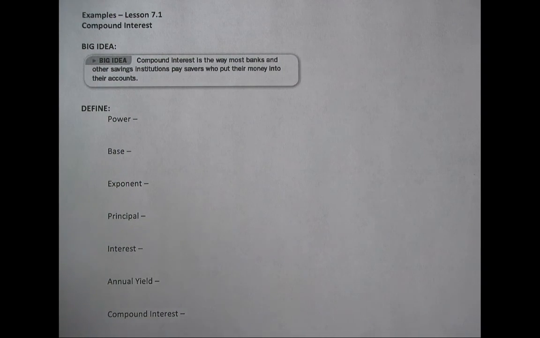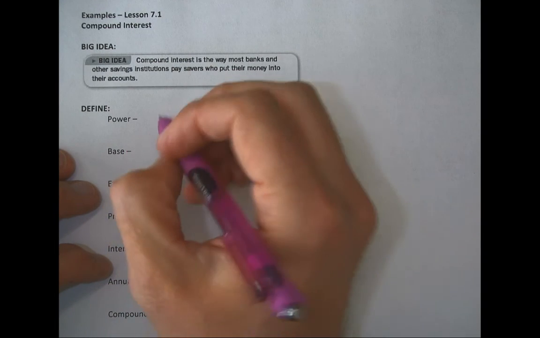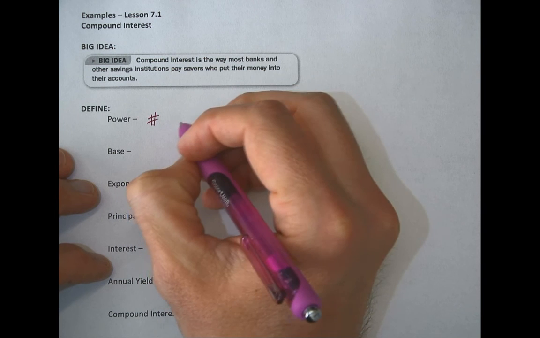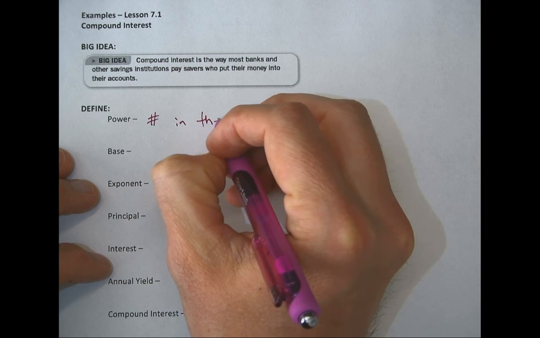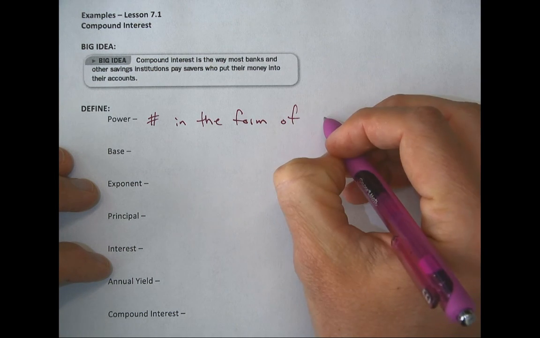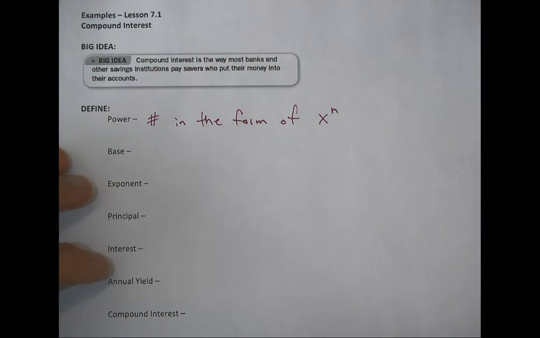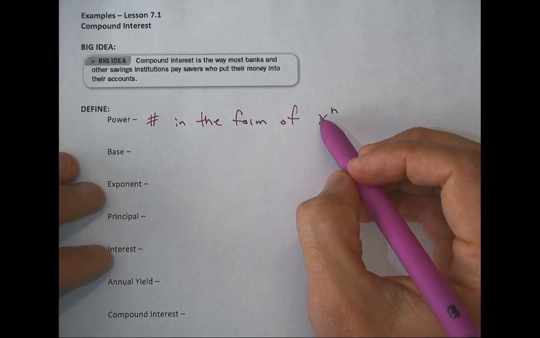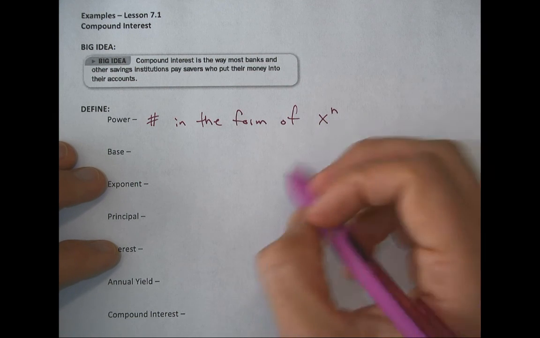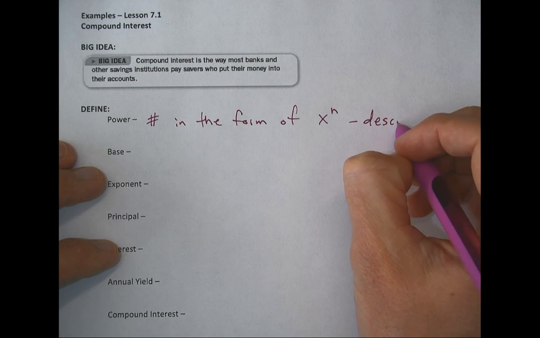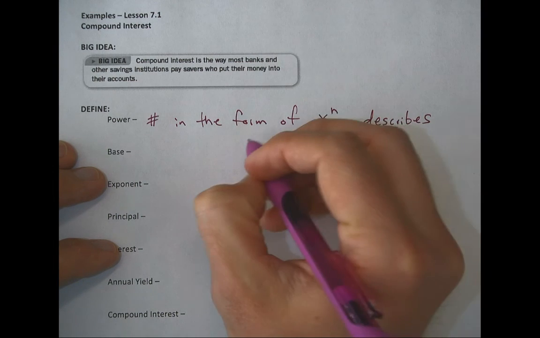They're all really important, so we want to use them. So a power, we kind of know what this is. We've dealt with them before, but it's a number in the form of x raised to the n. So that's a power. So we've got exponents going on here. We've talked about exponents obviously a lot. And so anytime we have something in this form, we call this a power. And what this does is it describes repeated multiplication.